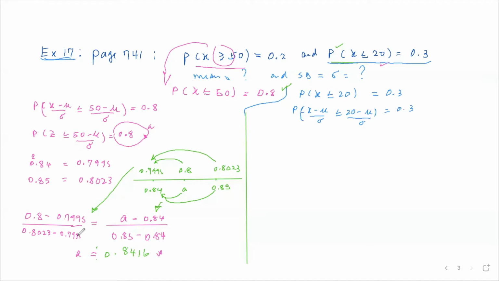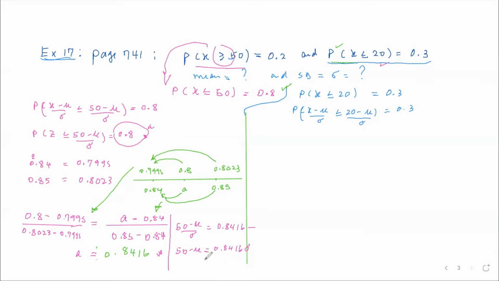From this one, the next line you can have is (50 minus mu) over SD equal to 0.8416. And then you count this one as equation one. Or simplify, you have 50 minus mu equal to 0.8416 times standard deviation.